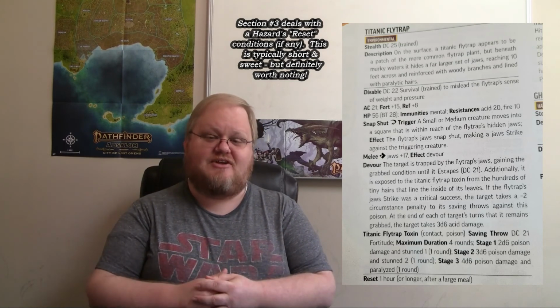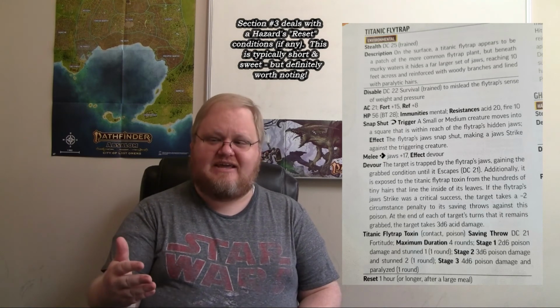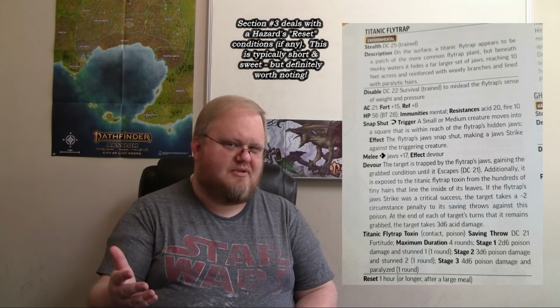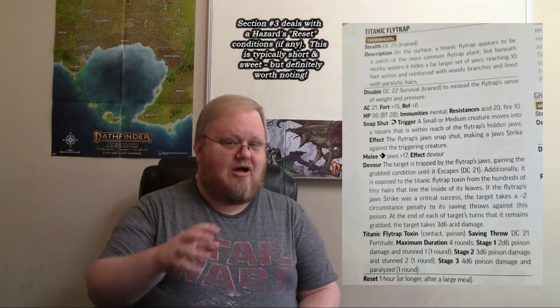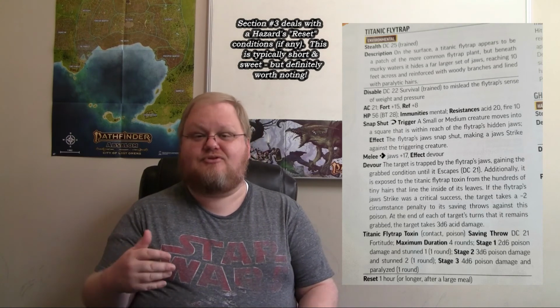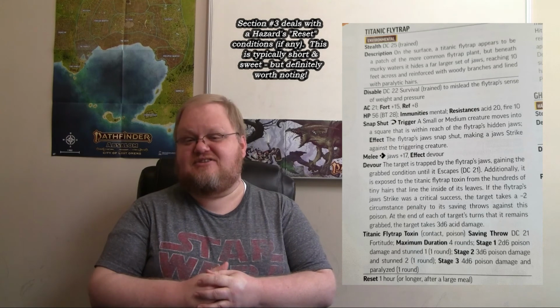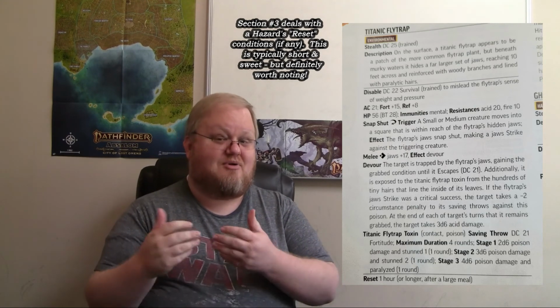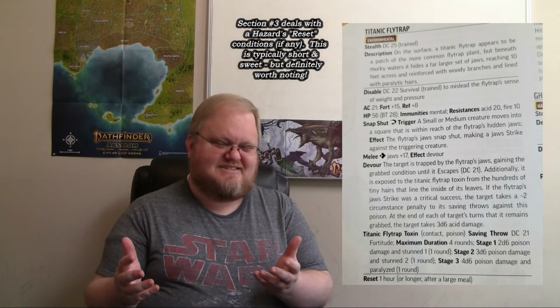With the Titanic Flytrap, we see that it will naturally reset about an hour after it eats, although if it eats a particularly large meal, and most player characters probably qualify, it might take longer for the Titanic Flytrap to reset back to normal. But basically, this is the section of the stat block that tells you how long the players have to wait before this becomes problematic again. So, this is a pretty easy section.